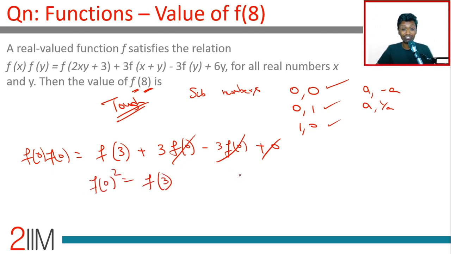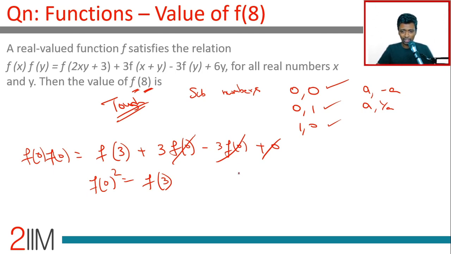I was hoping we'd get a value, something like f of 0 is 2 or 3 or 1 or 5 or something like that. Turns out we have not got that. It's not worked out for us. So let's see if we can build on this further. So f of 0, the whole square, is f of 3.